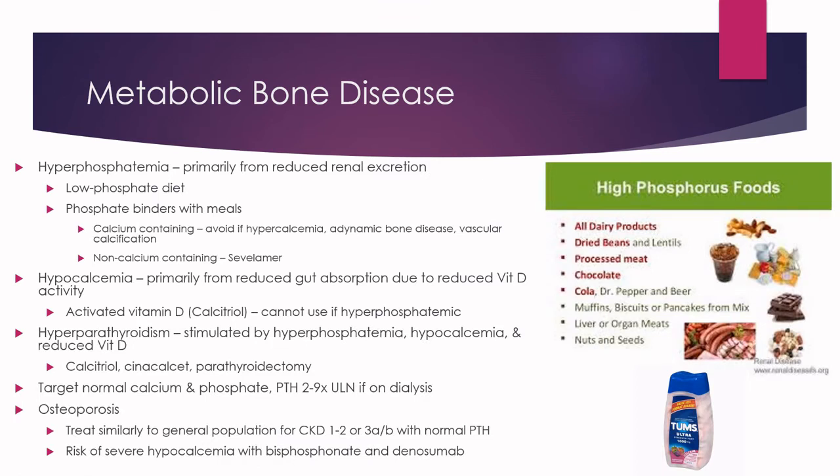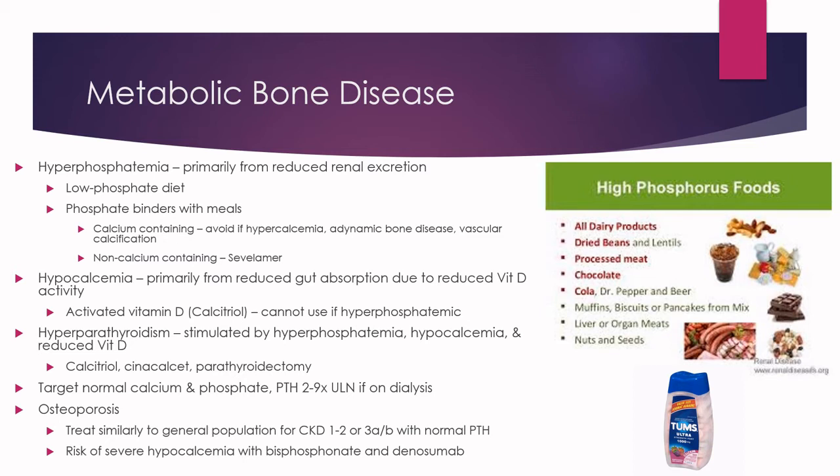Hyperphosphatemia results primarily from reduced renal excretion of phosphate. Management of this revolves primarily around a low phosphate diet. You can see from this photo that high phosphate foods include dairy products, beans and lentils, processed meats, chocolates, and dark-colored colas. The next step in management is using phosphate binders with meals to augment GI excretion of phosphate. These include calcium and non-calcium containing phosphate binders. Calcium-containing phosphate binders should be avoided in the cases of hypercalcemia, adynamic bone disease, and vascular calcification.